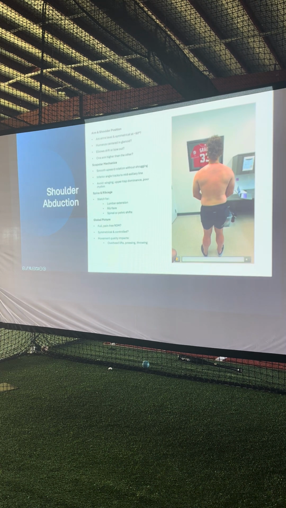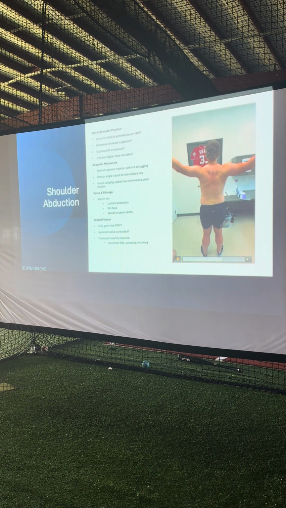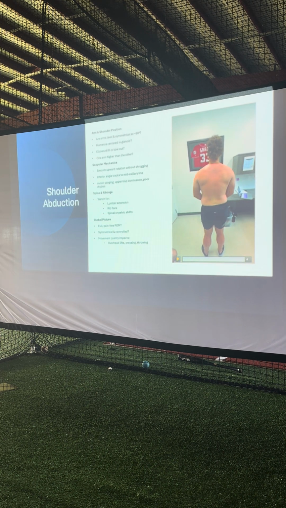But those are some of the things that we see. What else do you see? Yeah, he pinches on the way back. He's still living in this extended posture here. You can even see it from the back. I don't have a good side view picture of him specifically.